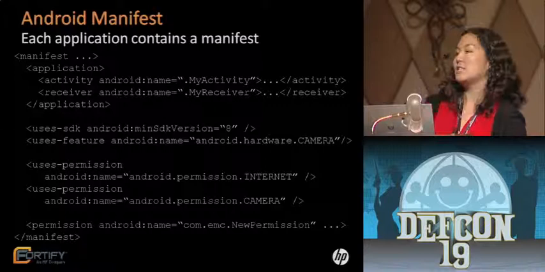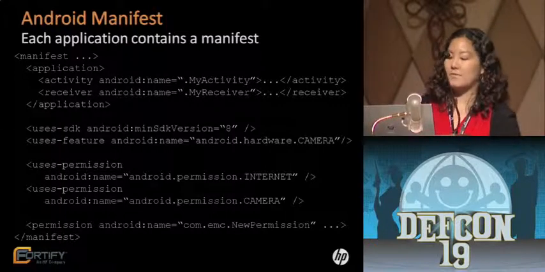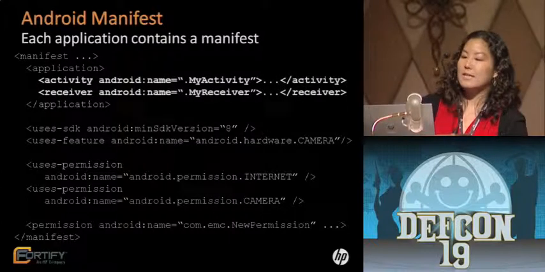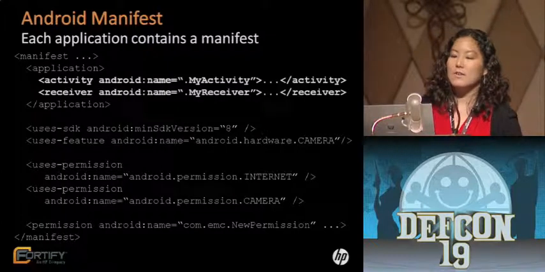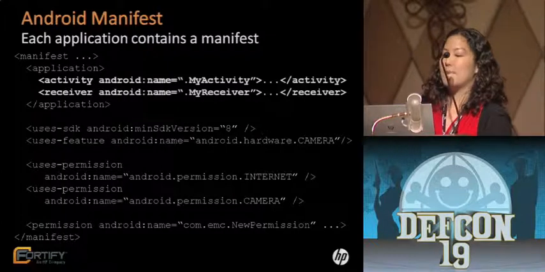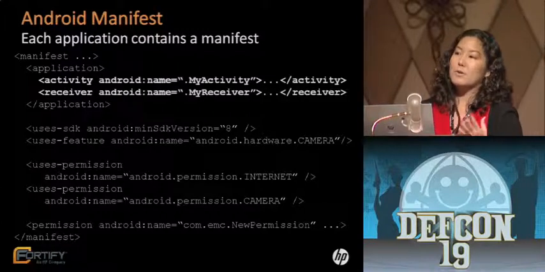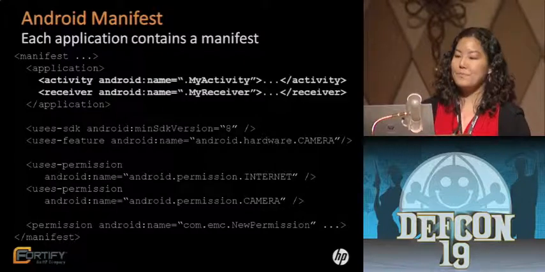So each application contains a manifest, and the manifest does a couple things. First of all, it declares application components. As you can see here, we have an example of an Android manifest. And here it's declared there's a my activity and a my receiver. So the components are declared here. And if the developer doesn't declare the components here, then the system would not know about them.